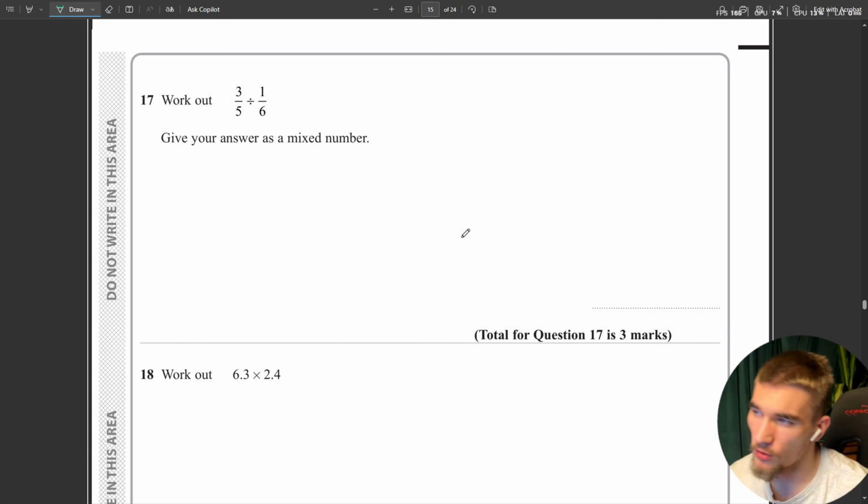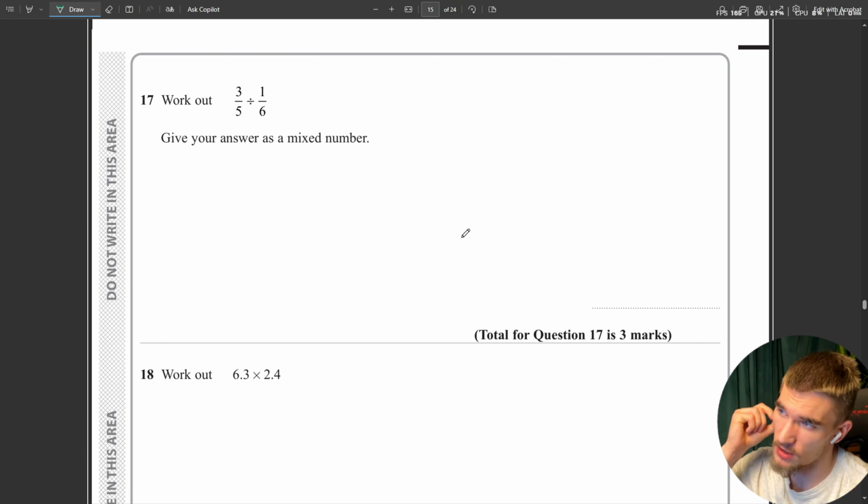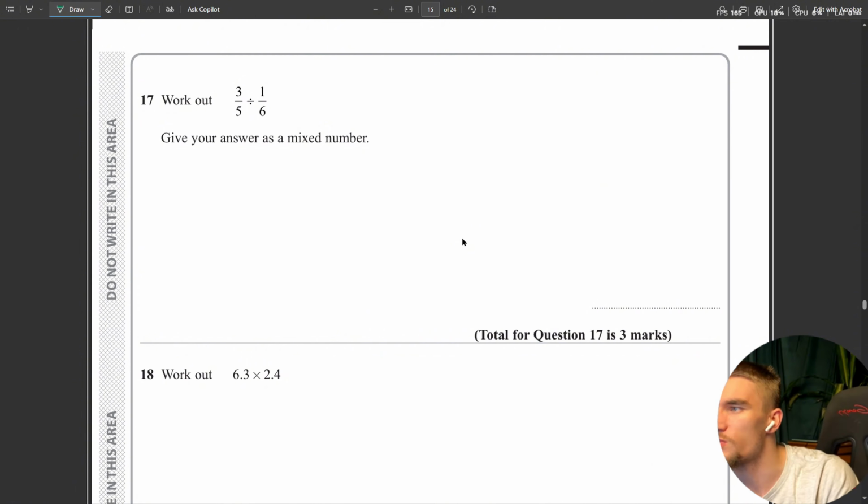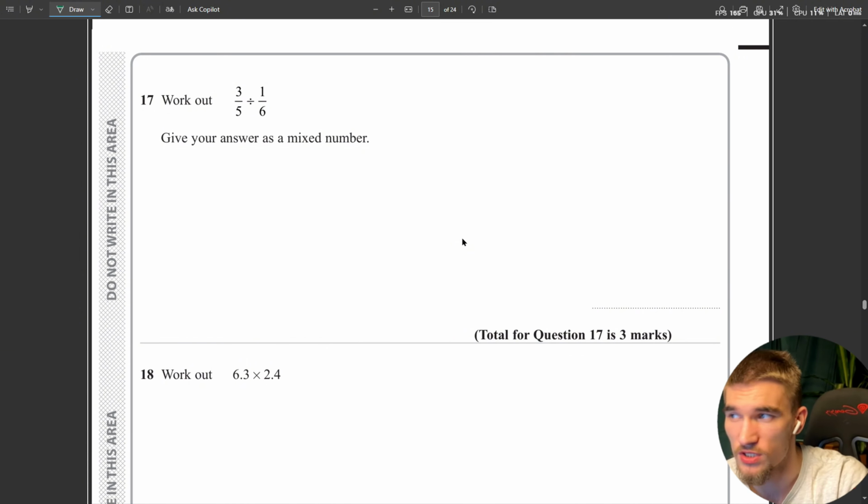Work out 3 over 5 divided by 1 over 6. Give your answer as a mixed number. All right, so whenever we divide fractions like that, we just flip the other one, right? So we just do 3 over 5 times 6 over 1. We flip it, and then we just multiply across.